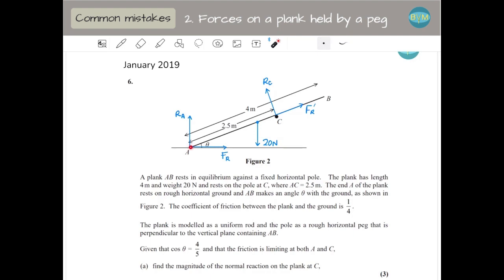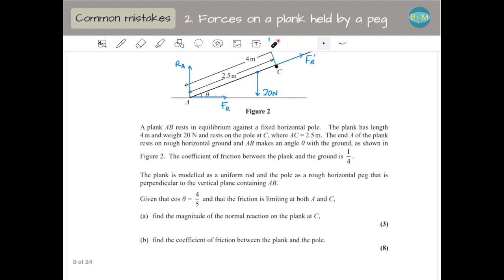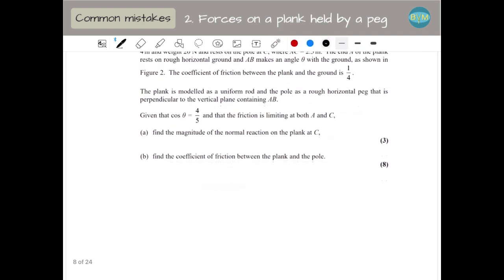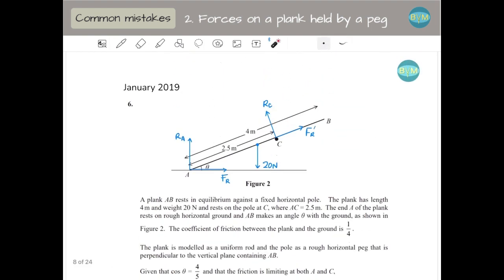So I'm going to take moments about A because I will have only one equation with one unknown. So it's perfect, super easy, and super quick. So I'm going to take moments about A, and that will be 0. So the clockwise moment, which is the moment of the weight, is going to be the same as the anti-clockwise moment, which is the moment of this force.